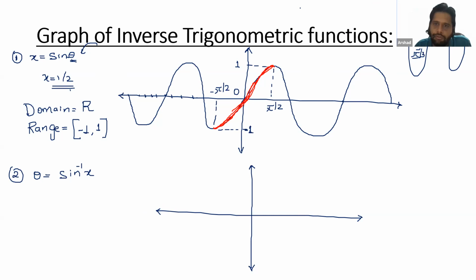I'm still not sure. If x is equal to sine theta, then we will write sine theta is equal to x. Then we will get theta is equal to sine inverse x. So this sine inverse x is the inverse. Okay, now please tell me what you're saying.